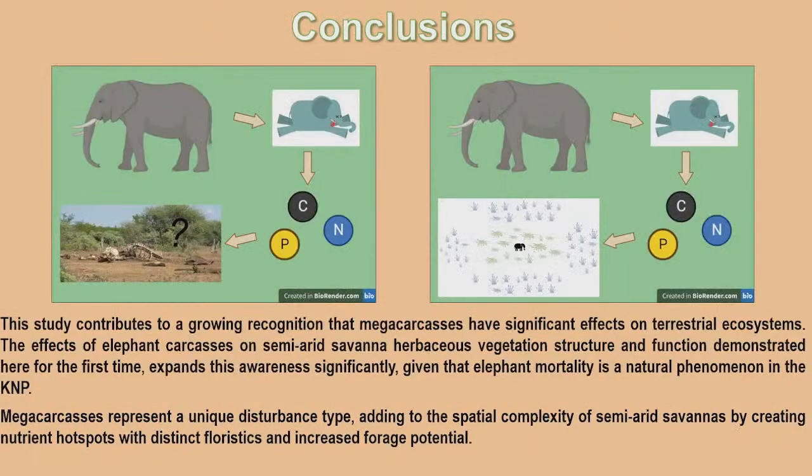So this study definitely contributes to a growing recognition that megacarcasses have significant effects on terrestrial ecosystems. And the effects of elephant carcasses on semi-arid herbaceous vegetation structure and function, demonstrated here for the first time, expands this awareness significantly, given that elephant mortality is a natural phenomenon in the Kruger National Park. So megacarcasses therefore represent a unique disturbance type, adding to the complexity of semi-arid savanna systems by creating these nutrient hotspots with distinct floristics and then also increased forage potential.